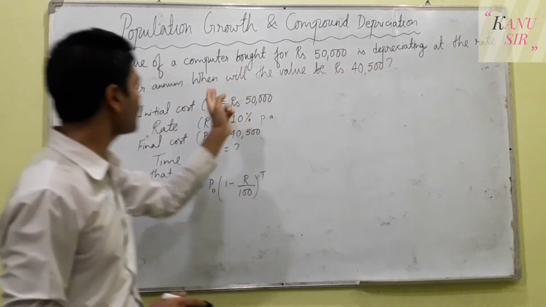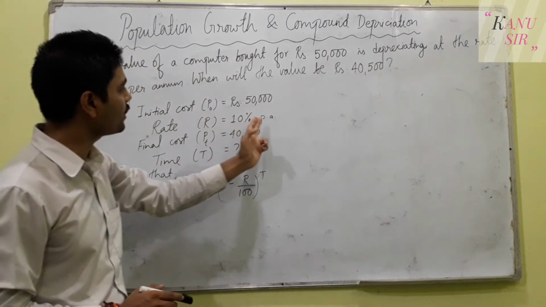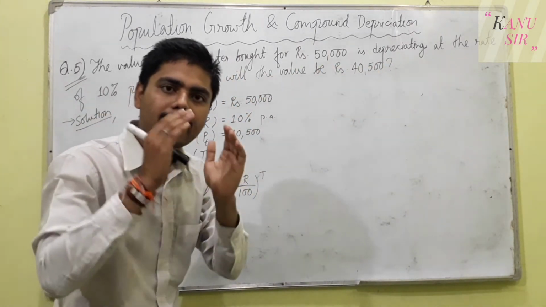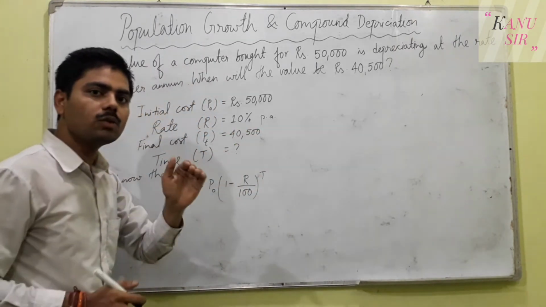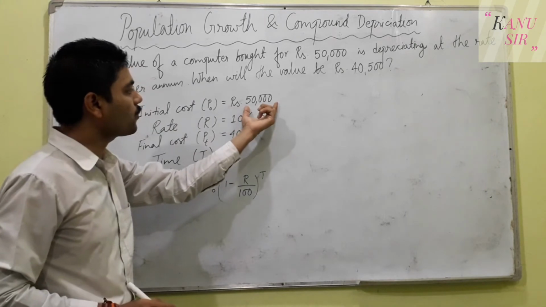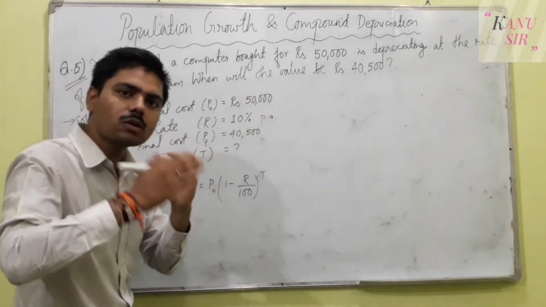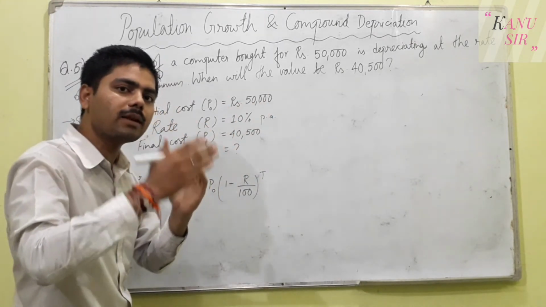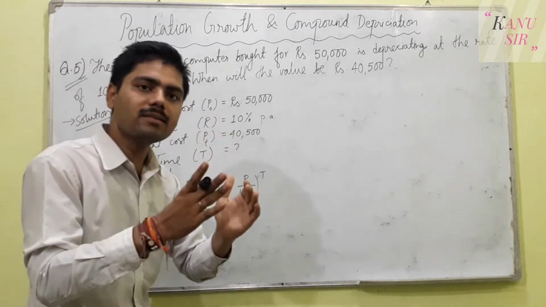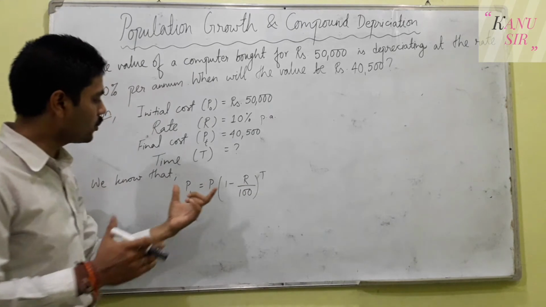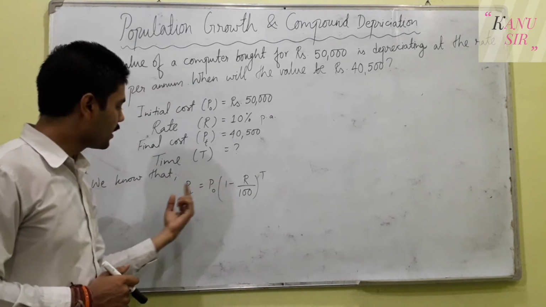The rate of depreciation or decreasing rate is 10% per annum. Per annum means every year the rate of a computer is decreasing by 10%. So the initial cost of a computer was 50,000, and after a certain period of time the rate of the computer has decreased to 40,500, but we don't know what is the exact duration. So we have to use the same formula.